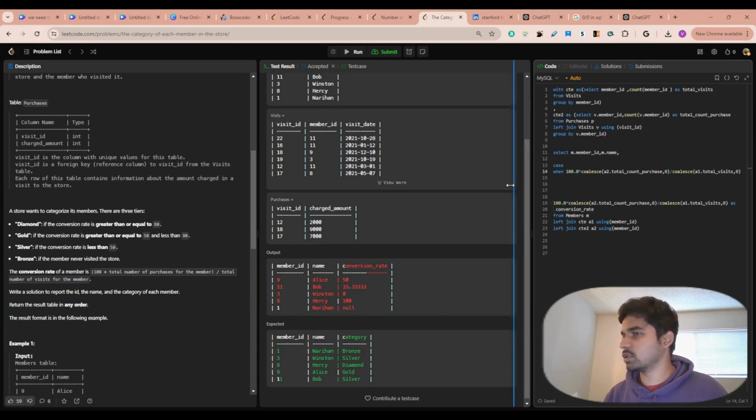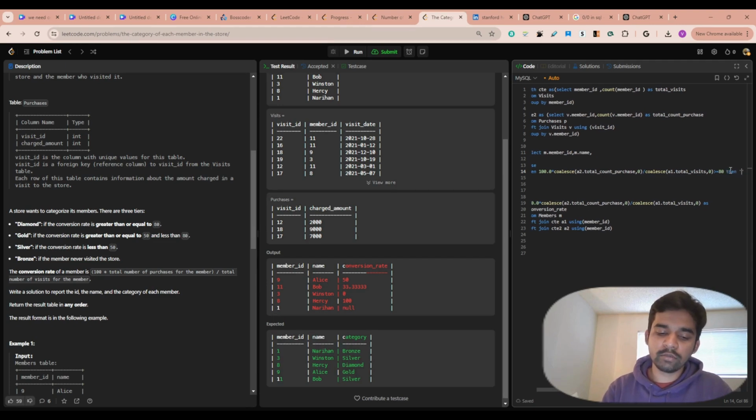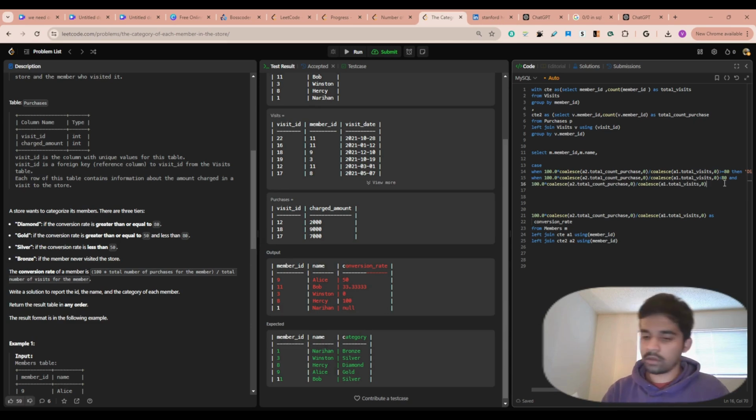Now the first criteria is if a conversion rate is above 80%, which is greater than or equal to 80, then it should be diamond, right? DIAMOND. When it is less than 80 and greater than or equal to 50, because that is the condition, then it should come as gold.